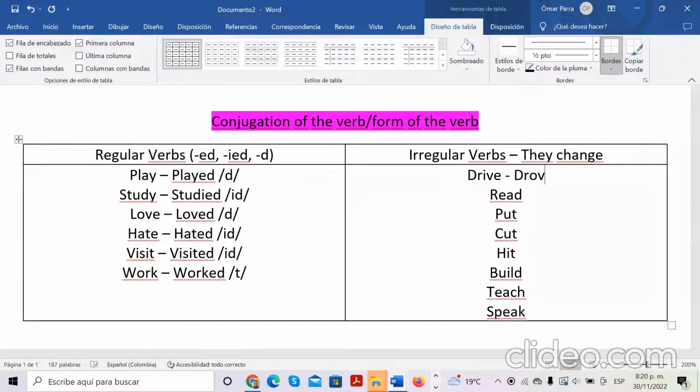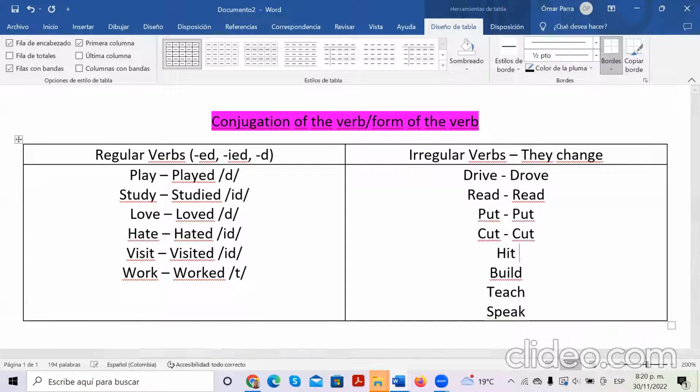Now, for drive, the past simple would be drove. For read, the past simple would be read. For put, it would be the same, put. For cut, it would be the same, cut. For hit, it would be the same, hit. For build, it would be built. For teach, it would be taught. And for speak, it would be spoke. Okay, so drive, drove, read, read, put, cut, hit, build, built, teach, taught, speak, spoke.